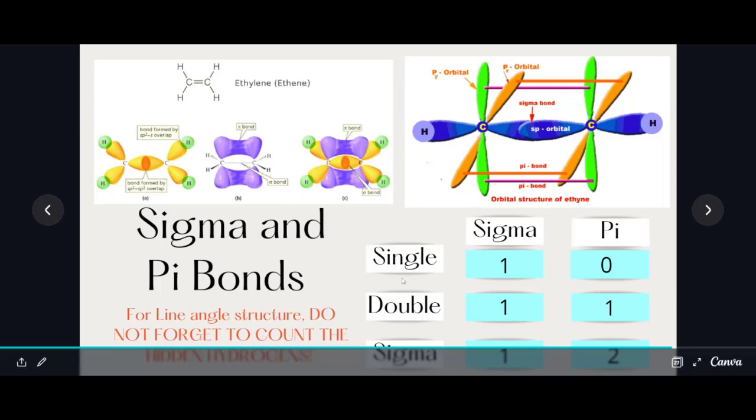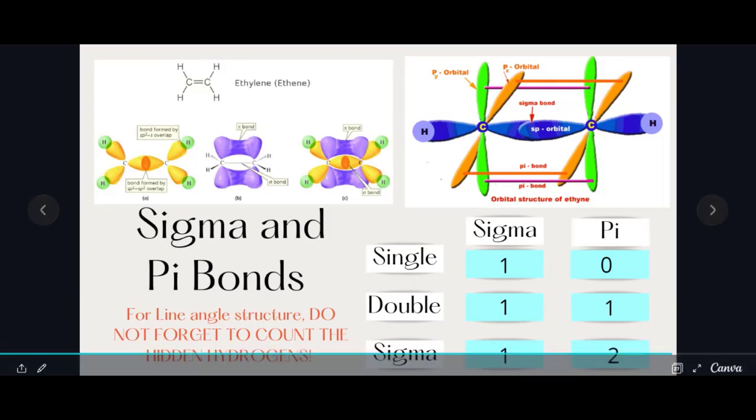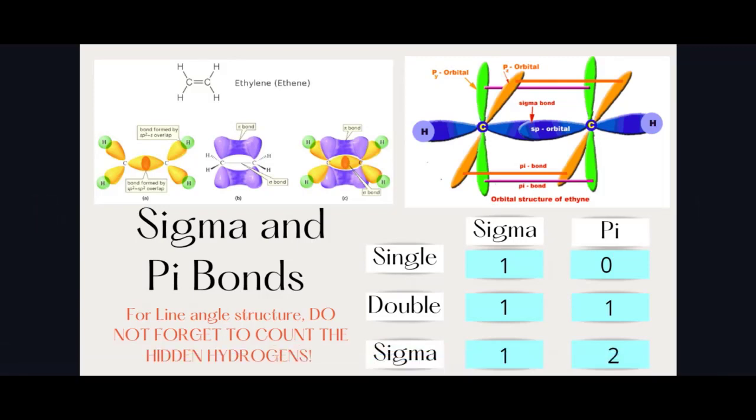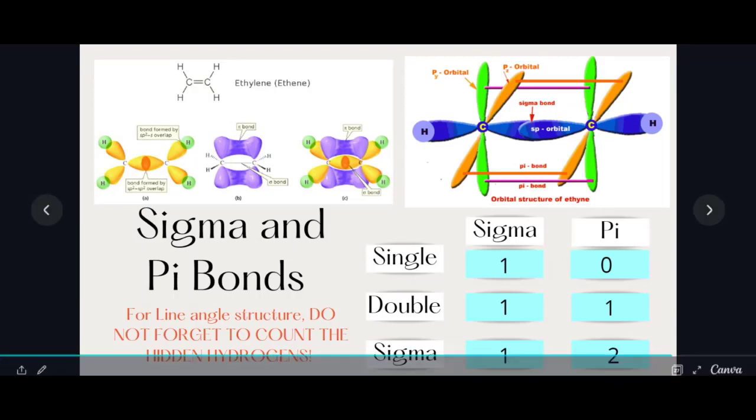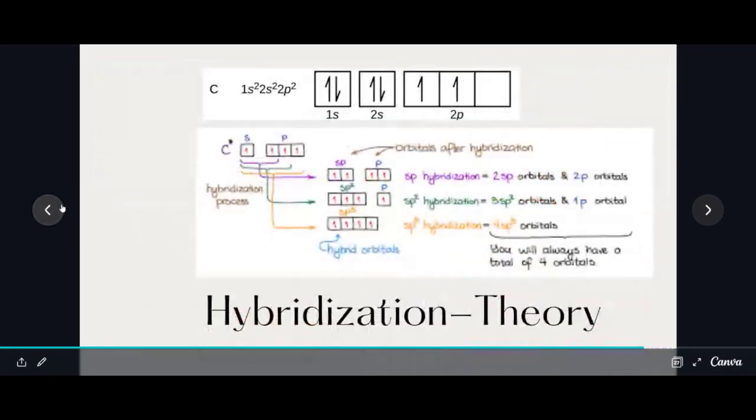In your problems, they're going to give you instructions like, count the number of sigma and pi bonds in the molecule. So you have to account for each bond in the molecule, count all the sigma ones, and then count all the ones for pi. These problems are very tedious, so I would save them for the last exam question that you do. But most importantly, do not forget to count the hidden hydrogens.